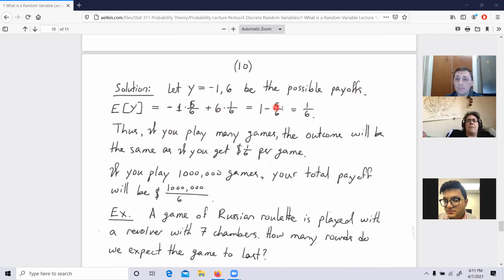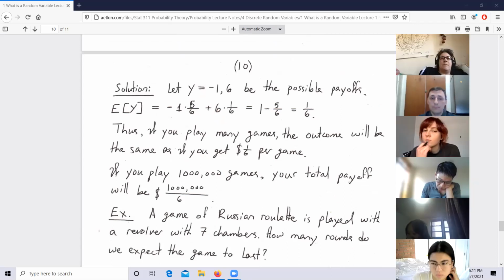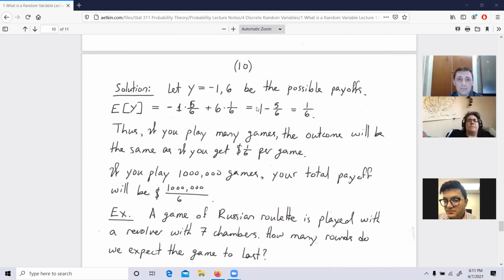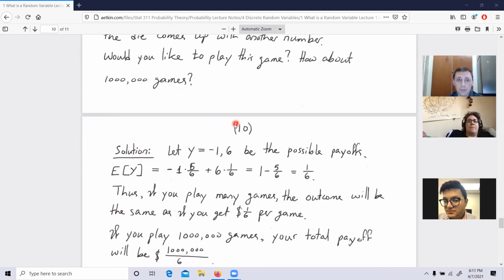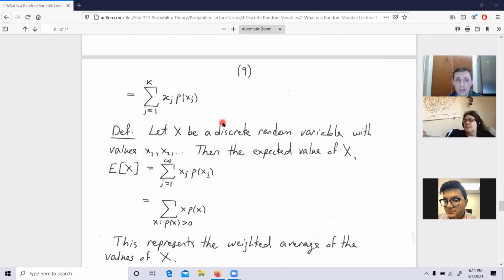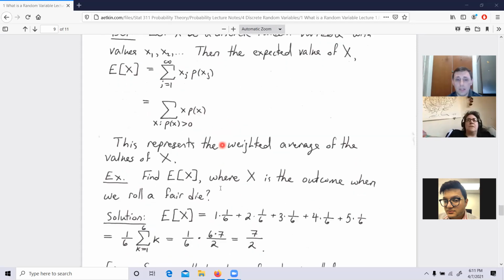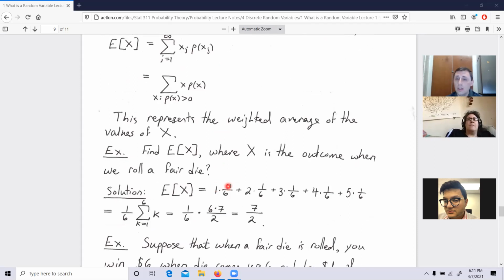Professor, can you go back to the example before this one, the one with $1 and $2? If you see the summation signs, k goes from 1 to 6. If we do 1, 2, 3, 4, 5, 6, then it should be 21 by 6, but we are getting 7 by 2 here.